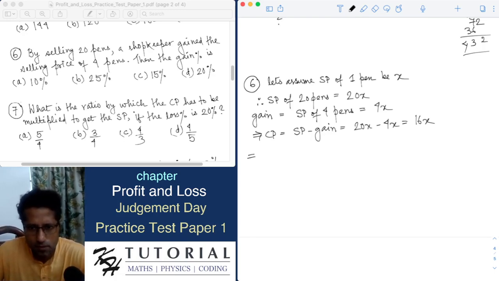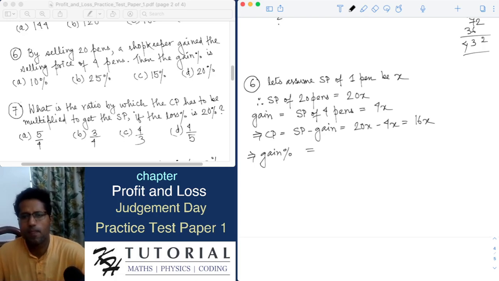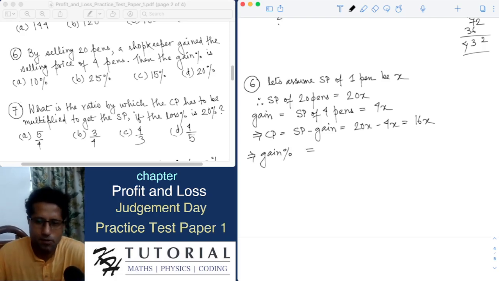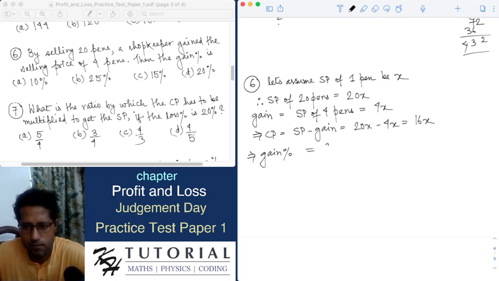This implies the gain percent will be gain divided by the cost price multiplied by 100.